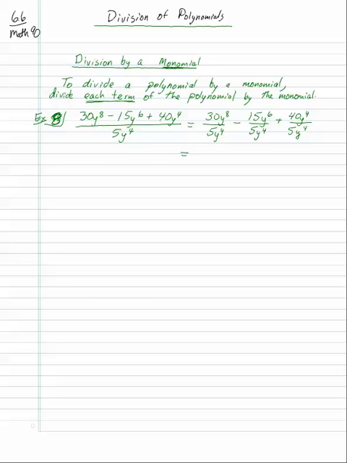So 30 divided by 5 is 6, y to the 4th. 15 divided by 5 is 3, y squared. 40 divided by 5 is 8, and then the y's cancel. So that's your answer. So pretty straightforward for a polynomial divided by a monomial. No big deal.